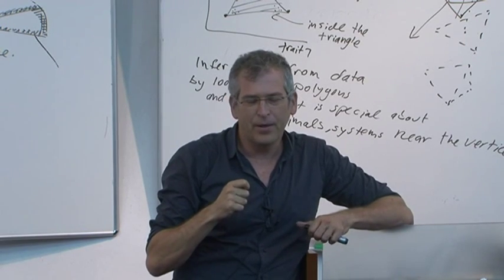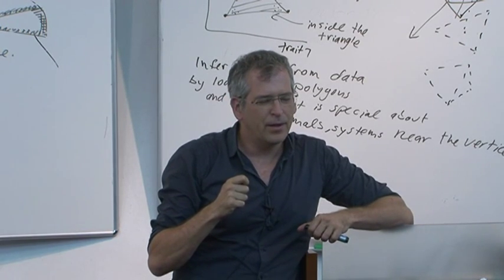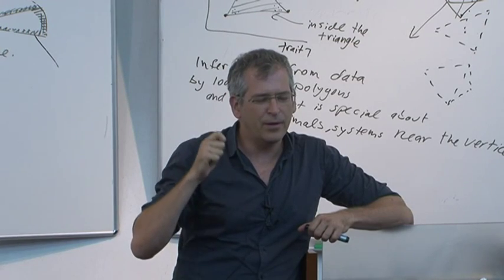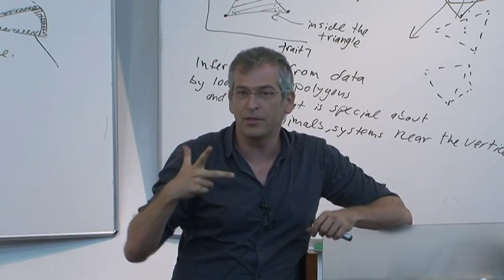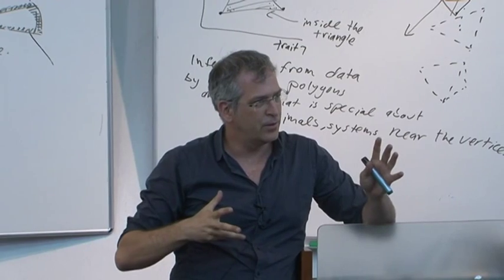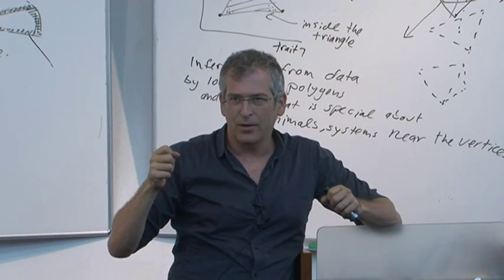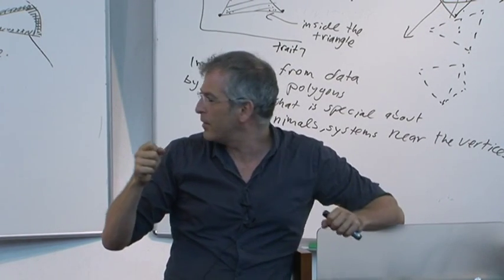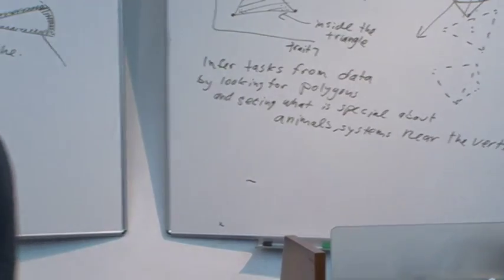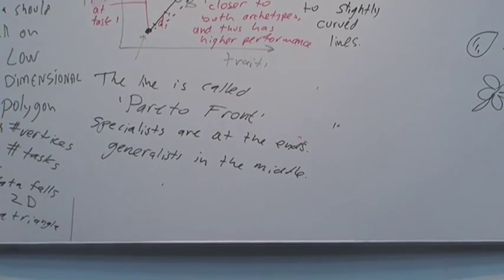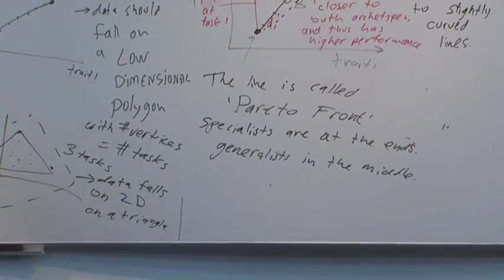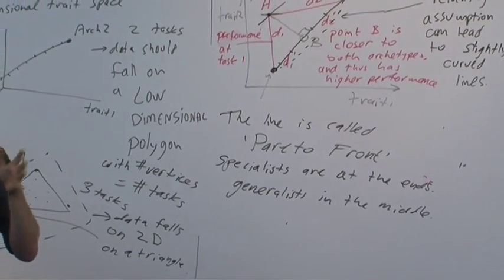So if you have 4 tasks, you need at least 3 dimensions to get the full geometry. If you have 2 tasks, you need 1 less dimension than the number of tasks you might have. So for a triangle, it's enough to measure 2 dimensions. So that's what happens when you don't have enough measurements.